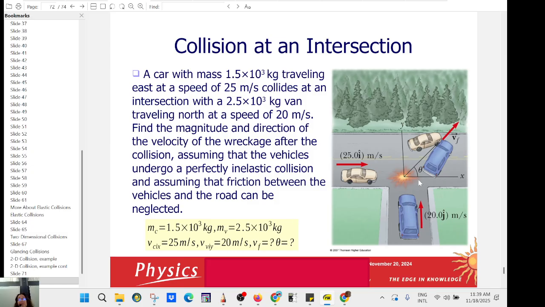So the typical situation here: they hit and collide, and the total momentum before equals the total momentum after.